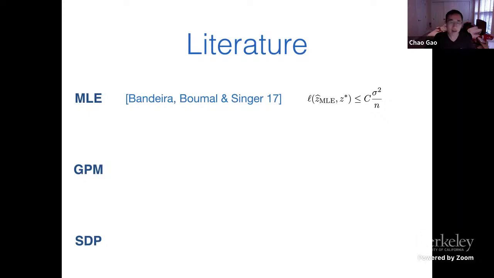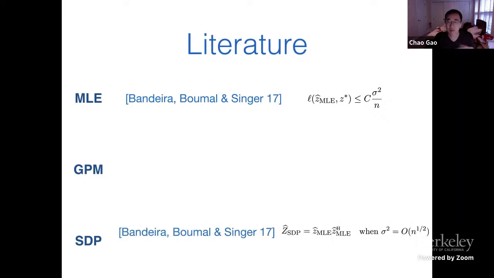So what about the other two estimators? Well, in the same paper by these three authors, they actually proved this very nice result that shows the tightness of the SDP solution as long as an extra condition, sigma squared at most of order root n, is imposed. Under this condition, the solution of SDP is tight in the sense that it must be rank 1 and can be factorized into the outer product of the solution of the likelihood optimization.